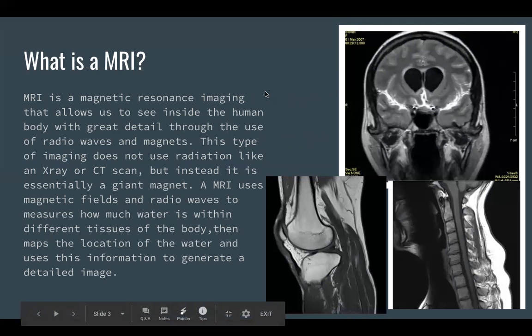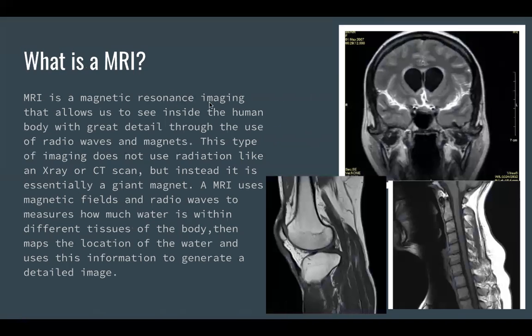What is an MRI? MRI is magnetic resonance imaging that allows us to see inside the human body with great detail through the use of radio waves and magnets. This type of imaging does not use radiation like an X-ray or CT scan, but instead uses essentially a giant magnet. An MRI uses magnetic fields and radio waves to measure how much water is within different tissues of the body, then maps the location of the water and uses this information to generate a detailed image.